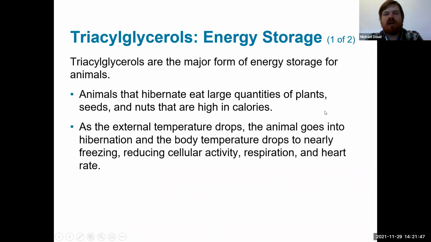Okay, now why are triacylglycerols so important? Well, they're the major form of energy storage for animals in particular. So, for example, animals who hibernate will eat a large quantity of plants and other nutrients that are high in calories. And basically, the energy in those food sources will be stored in the form of triacylglycerols.